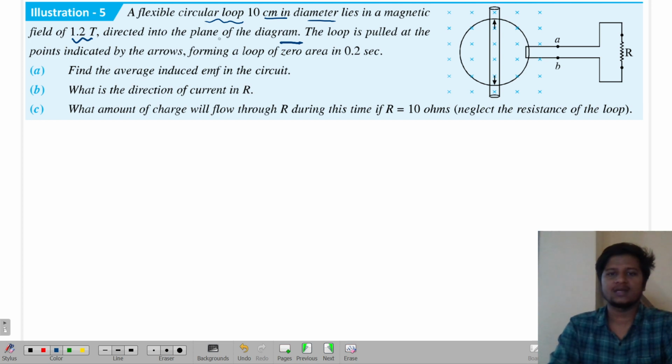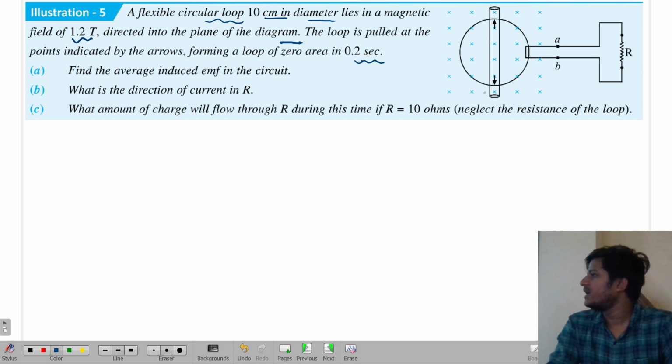The loop is pulled at the points indicated by the arrows, right or not? Means we are pulling this loop. If we pull this loop, what will happen? The circle will start changing into an oval shape, or not? Tell me yes or no. Now the question is, the loop is pulled at the points indicated by arrows, forming a loop of zero area in 0.2 seconds. If the loop is formed with zero area in 0.2 seconds, that means what? It is forming a straight wire, right or not?